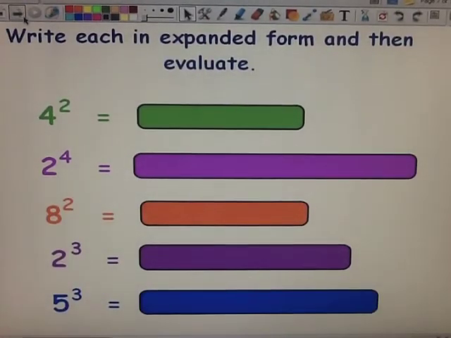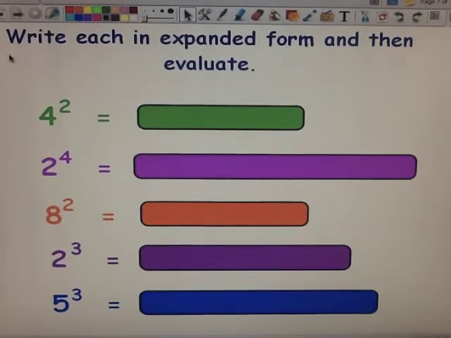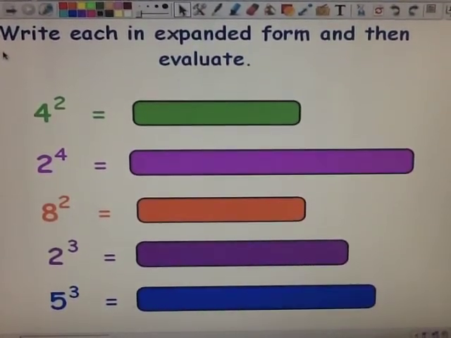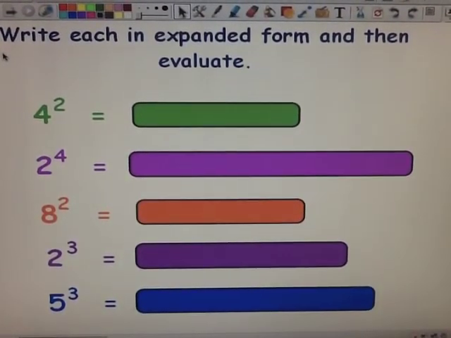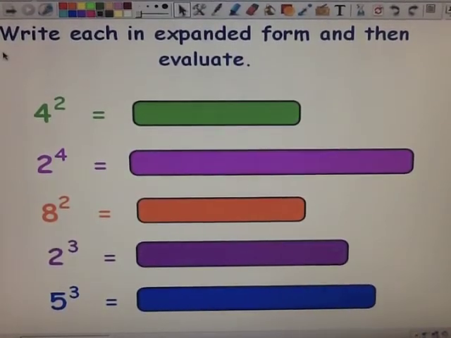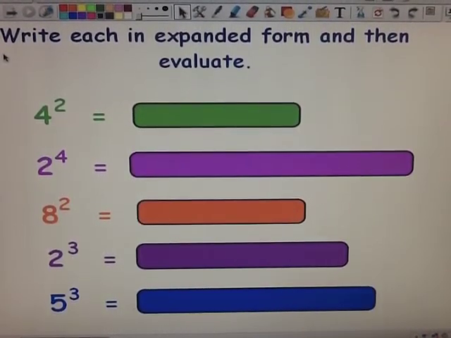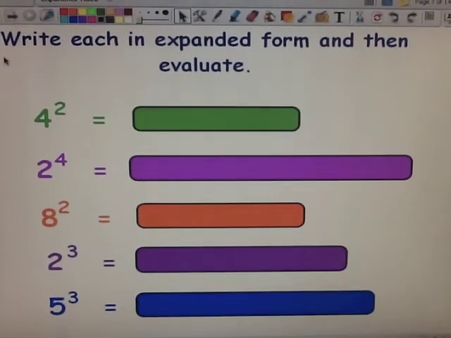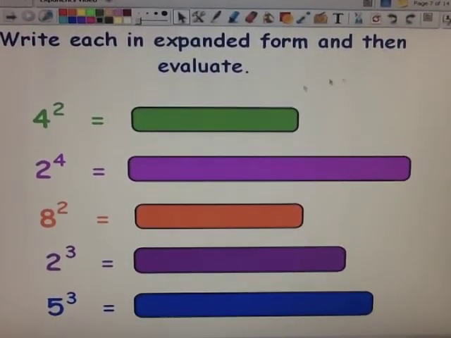Now we're going to do the opposite. We're going to write each in expanded form and then evaluate. Expanded form, when you expand something, it gets bigger. If you blow a balloon, it expands, it gets bigger. Well, that's what we're going to do here. Instead of writing the shortcut, we're going to write it out the long way.